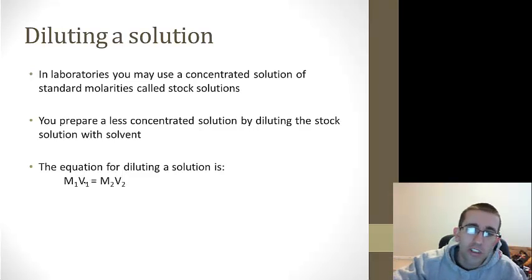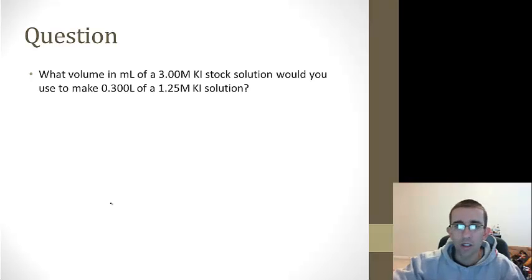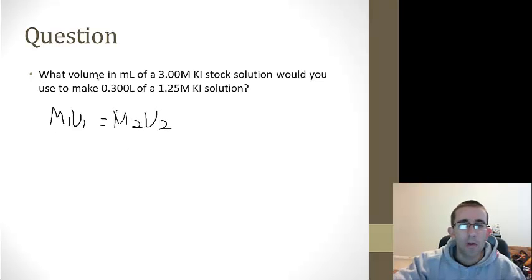So there's an equation you need to know. It's M1V1 equals M2V2. And when you do these equations, I'll always give you a starting and ending molarity or a starting and ending volume, and you've got to find one of these variables. So remember our equation is M1V1, that's molarity and volume to begin with, equals M2V2. What is the volume?